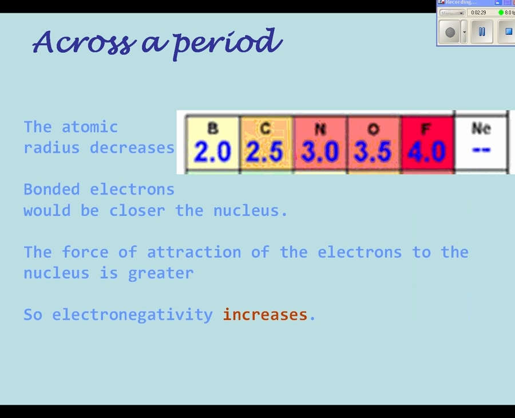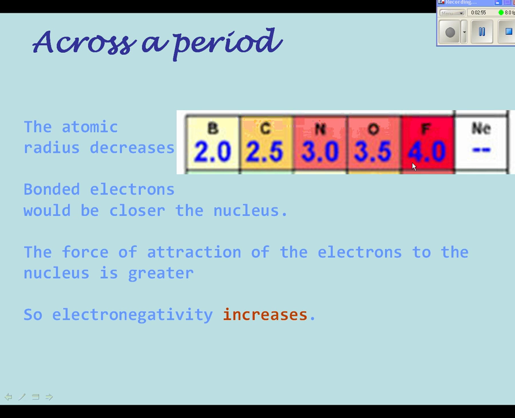When you go across a period, in this example from boron through to fluorine, and again neon, a noble gas, doesn't have a value, you can see that the electronegativity increases. Now we know that the atomic radius is decreasing. The atomic radius from boron to fluorine is decreasing because the number of protons in the nucleus is increasing, but the number of main shells is not. And so the atom's getting smaller.